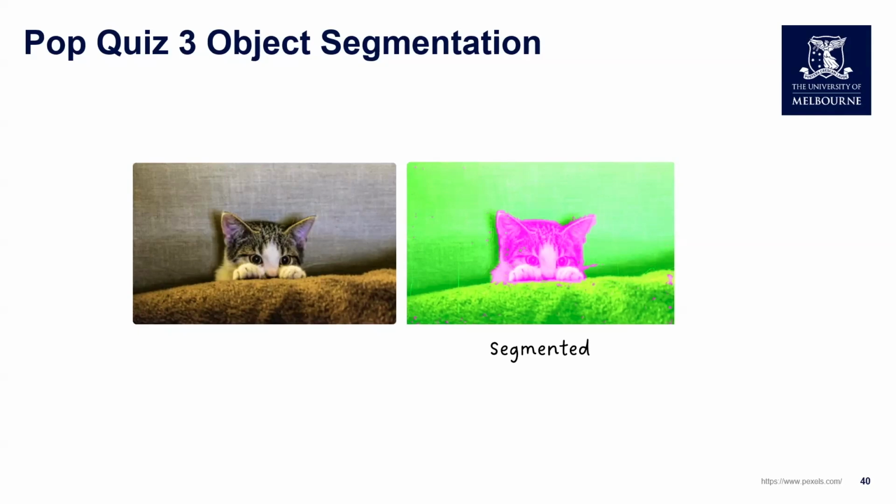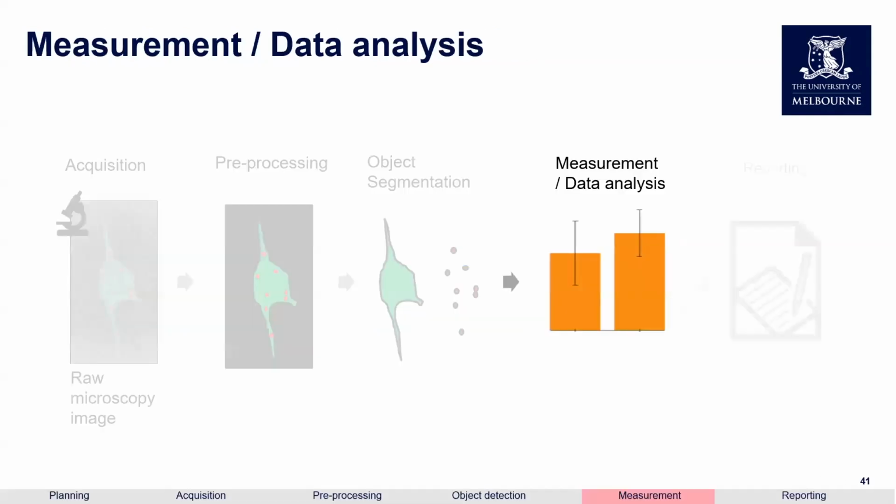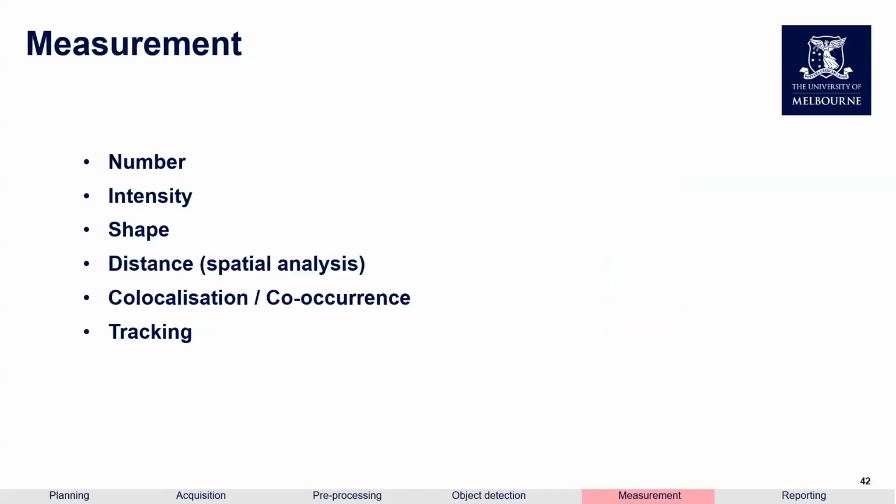and move to the next part, which is the measurement stage, which is applying quantifiers to the objects that we've detected. There are many different types of measurements, and the most common 6 are number, intensity, shape, distance, colocalization, and tracking. So I'll walk through each of them with an example workflow.